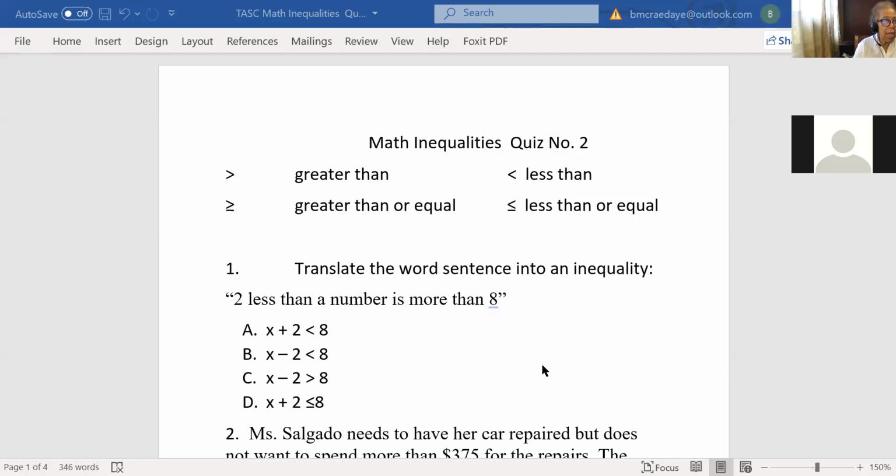Okay. Let's look at Math Inequalities quiz number 2. And notice I gave you the symbols for the greater than, the less than, the greater than or equal, less than or equal. When it's two things like greater than or equal, less than or equal, you notice it has the equality sign plus the dash underneath. Okay. Now, let's try this one. Translate the word sentence into an inequality. 2 less than a number is more than 8. And 2 less means subtraction.